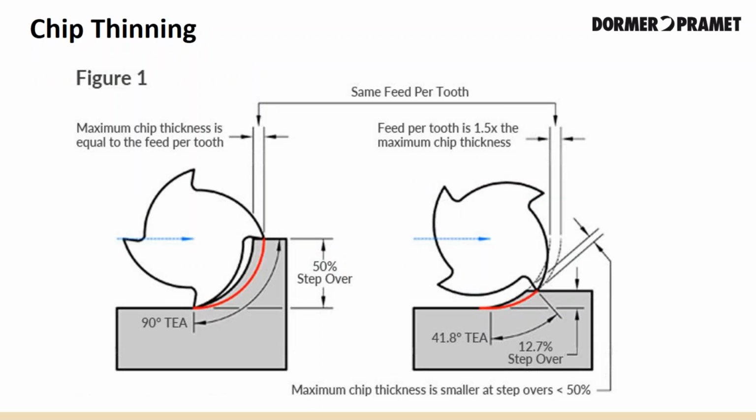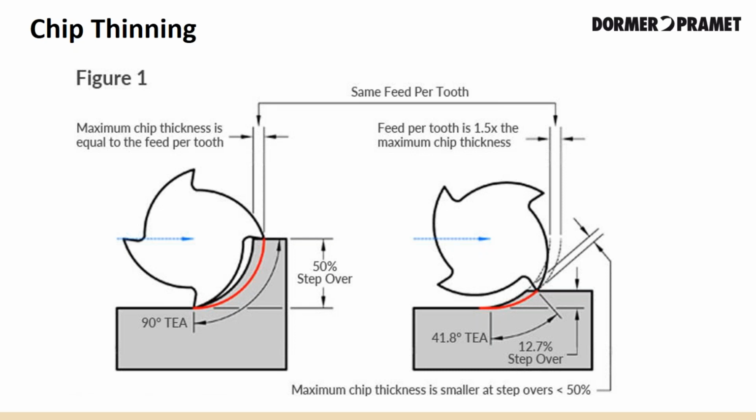So how does chip thinning occur? First of all, chip thinning adjustments can only be applied when the radial depth of cut is less than 50% of the cutter diameter. A cutter with 50% step over or engagement equates to having the chip thickness and the feed per tooth equal to each other. Each tooth engages the workpiece at a right angle, allowing for the most effective cutting action.